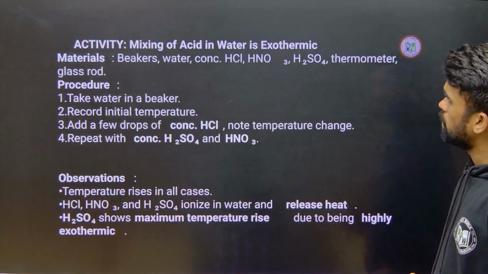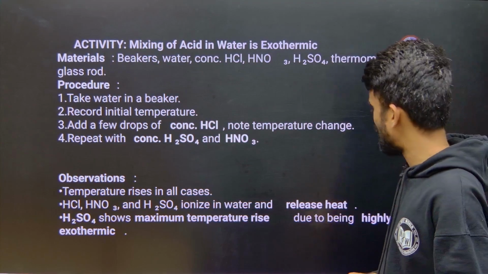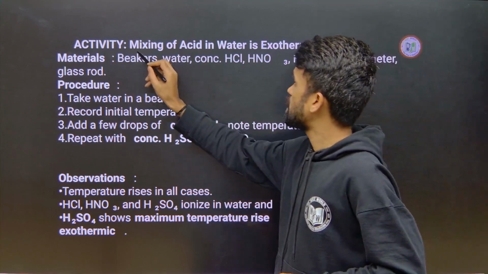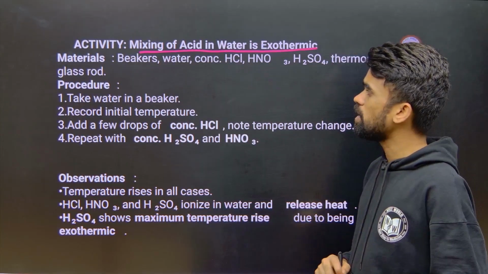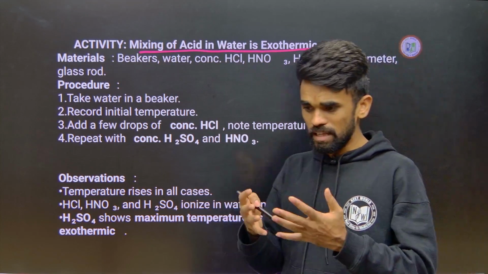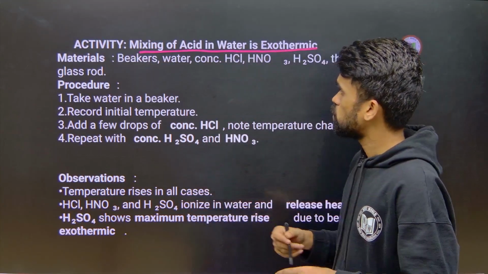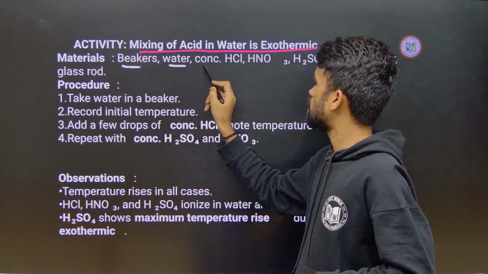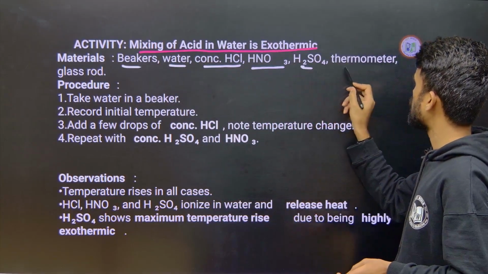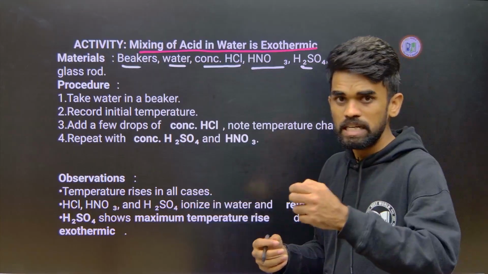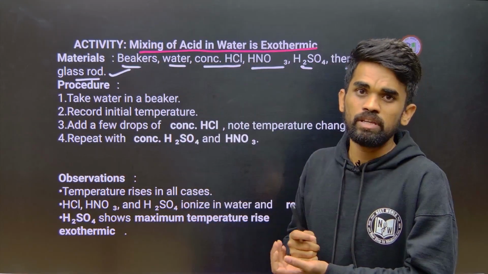Next, this is about activity. Activity based learning: mixing of acid in water is exothermic. Let us understand this. Actually we need to do this in the laboratory, but let us understand it in a theoretical way. For this purpose we require a beaker, water, concentrated acids like HCl, HNO3, and sulfuric acid, a thermometer to measure the temperature change, and a glass rod for stirring while doing the dilution.